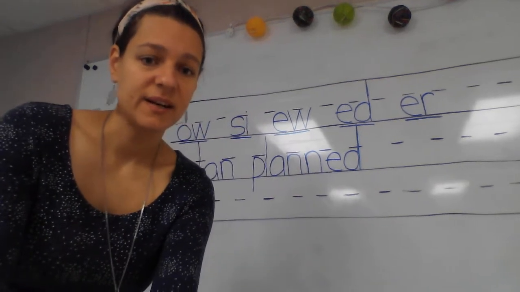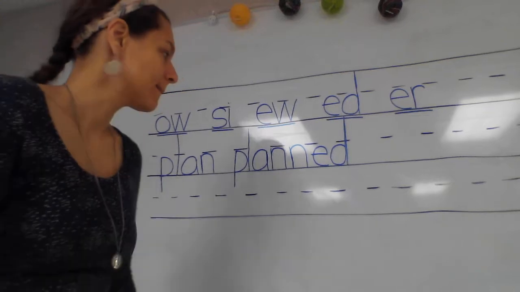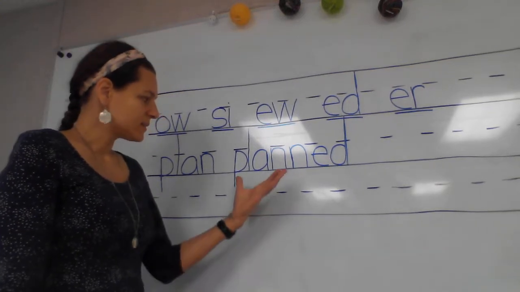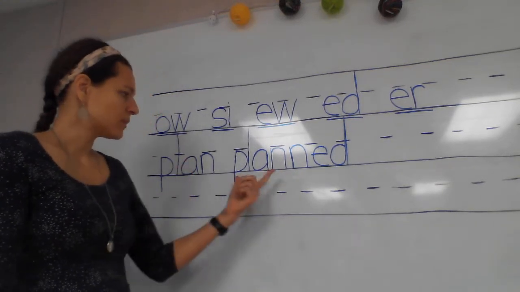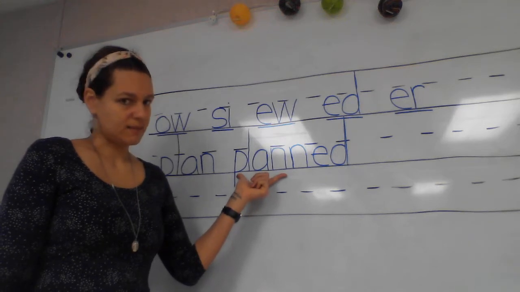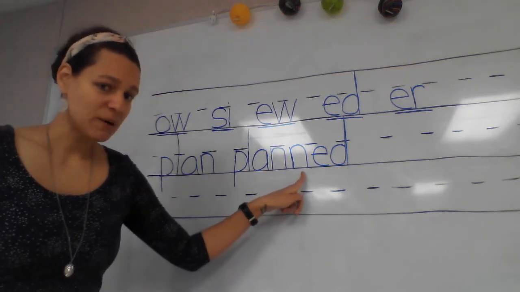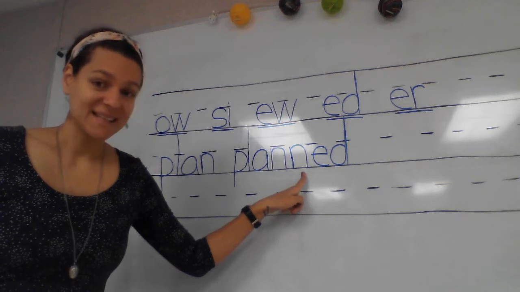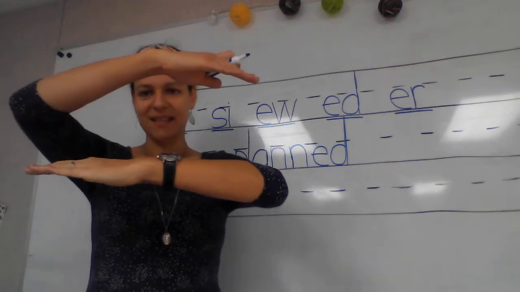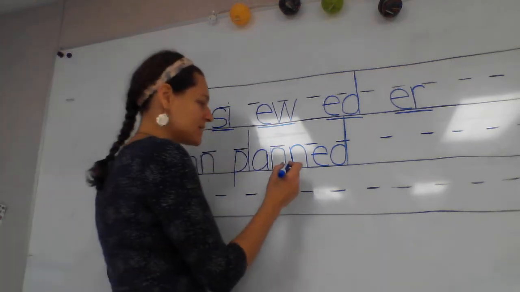All right, so make sure your planned looks like this. Since there was nothing to mark in our base word, we're not going to have to mark any of this. How do we mark this? Show me if you remember. It's silent. It's what we do to every silent letter. We double underline it.